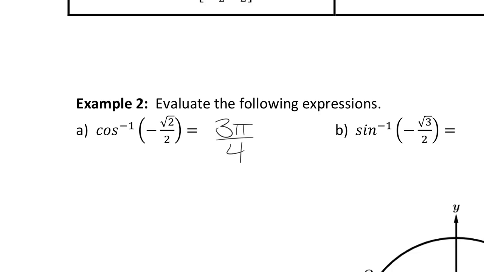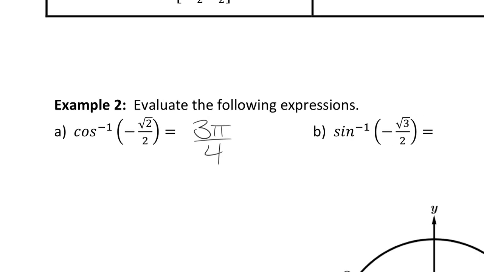So we now have answered an inverse trigonometric question. Before class today, you would have only been able to do the regular cosine of 3 pi over 4, and you would have told me negative square root 2 over 2. Now I'm asking you the question in reverse. I'm asking you inverse cosine of negative square root 2 over 2, and you're giving me 3 pi over 4.